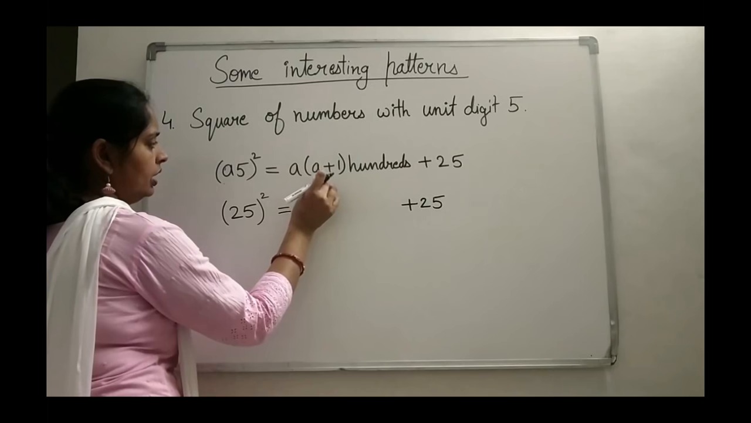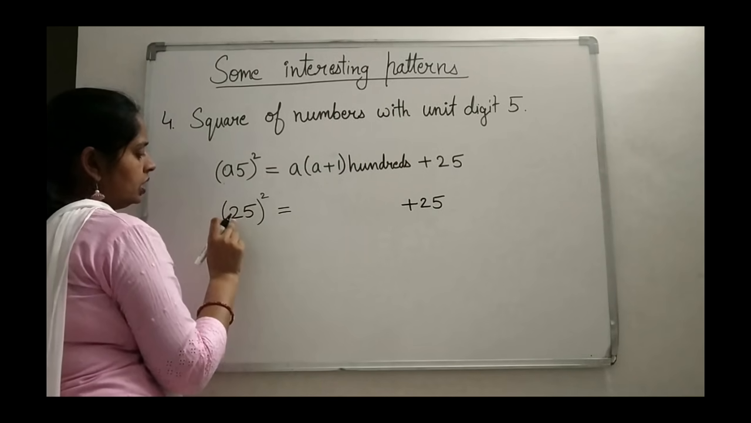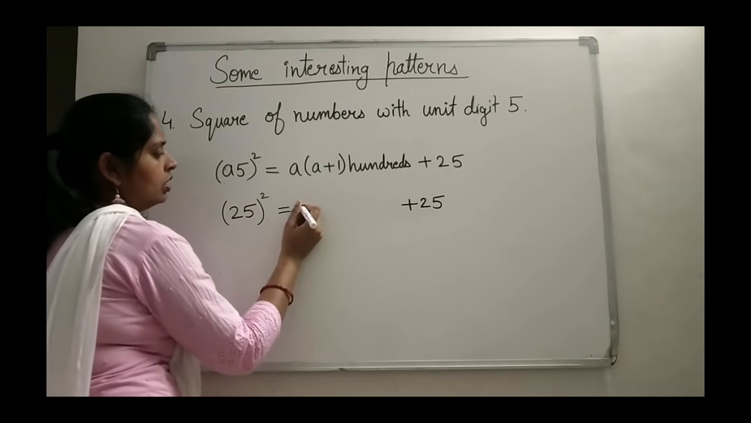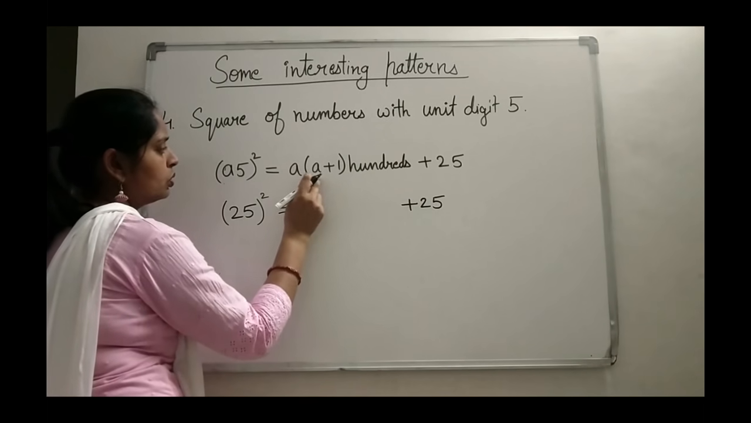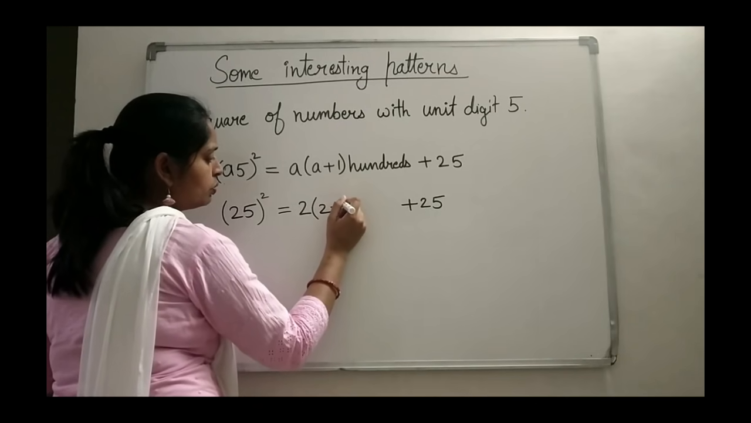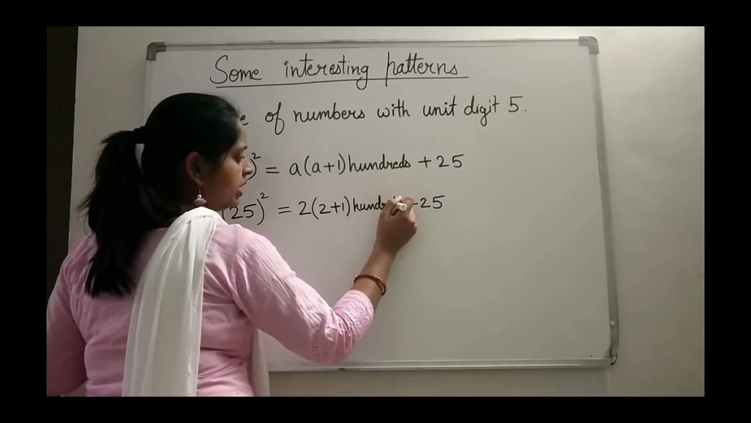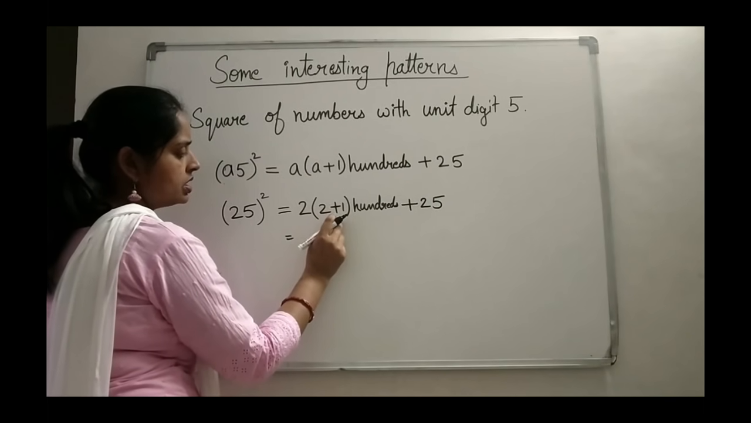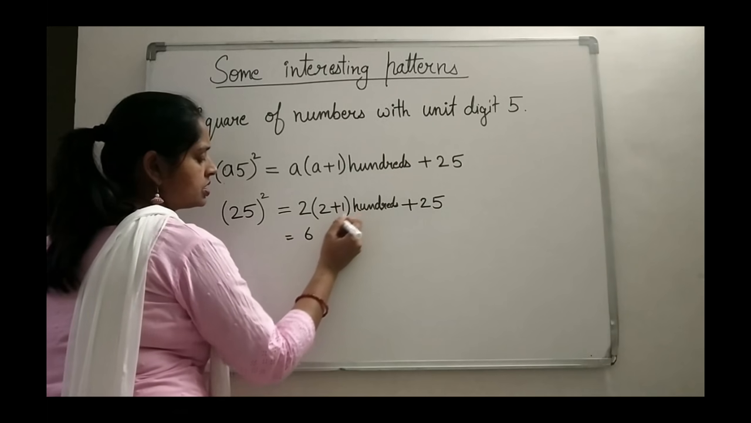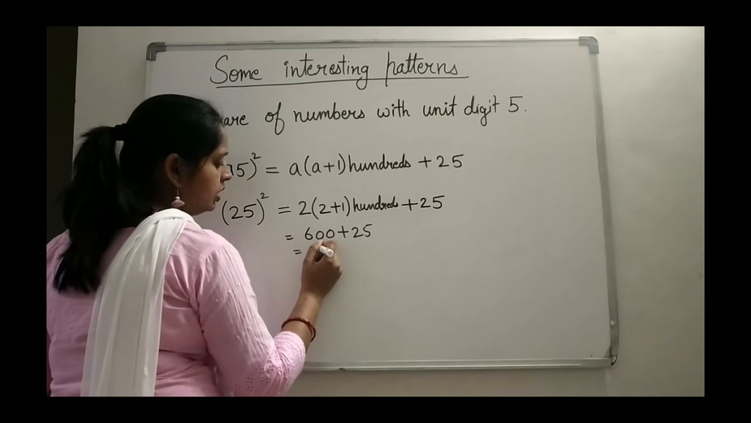And what is a and a plus 1? Whatever is the number before 5, that is a. So what is a here? Here it is 2. That is what is before 5. So 2 multiplied by 2 plus 1. What is 2 plus 1? 3. Then hundreds, plus 25. That means we have 2 into 3. Right? 2 plus 1 is 3. So 3 2s are 6. 600 plus 25. So your answer is 625.